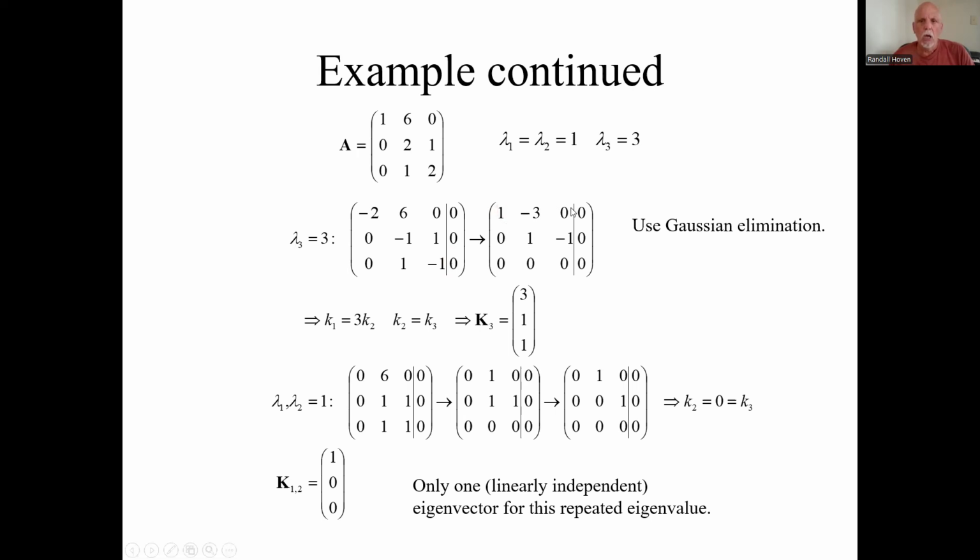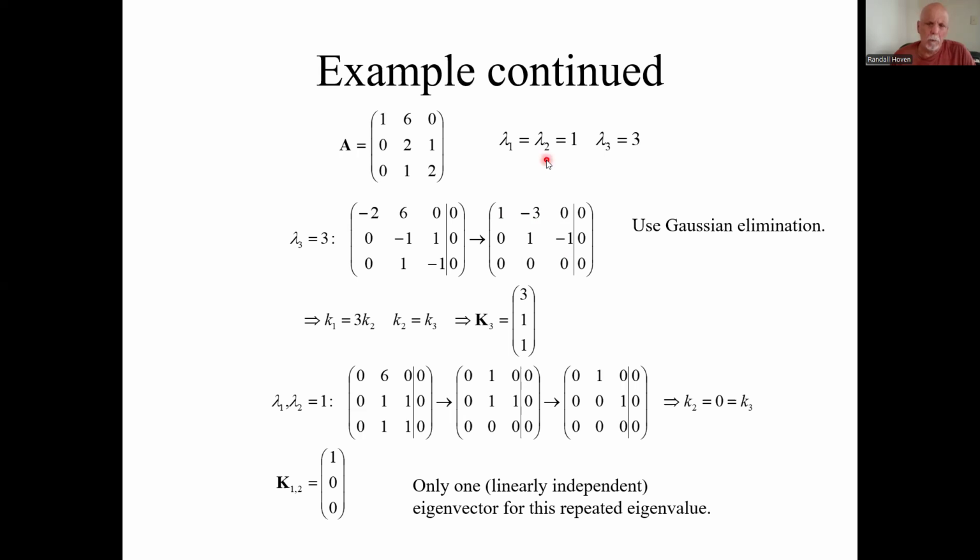So K3 is going to be my free variable. What's this top thing telling me? K1 minus 3K2 equals 0, or K1 equals 3K2. This tells me K2 minus K3 equals 0, or K2 equals K3. So if I set K3 to 1, that means K2 equals 1, and that means K1 equals 3. So there is my eigenvector corresponding to that eigenvalue.